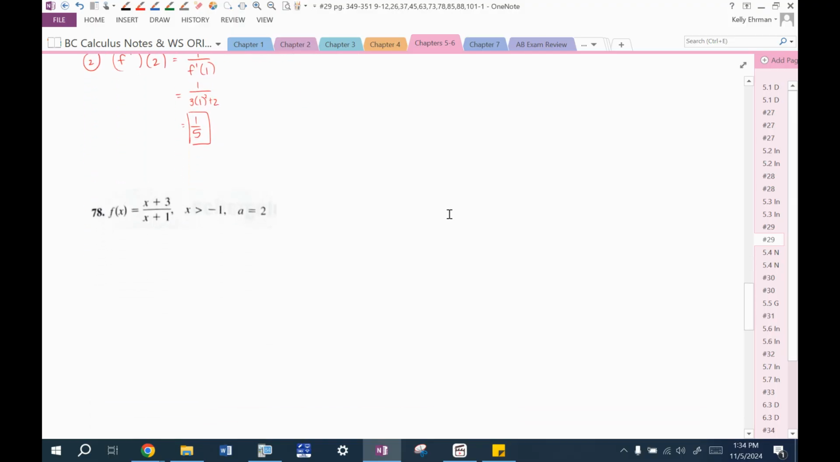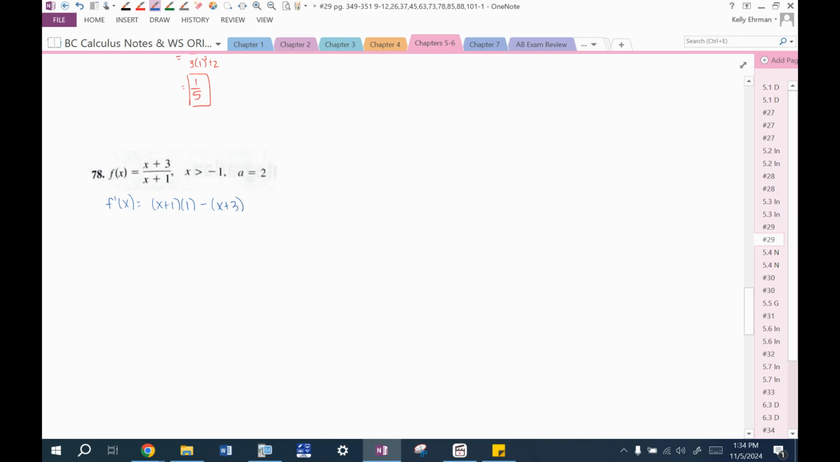Okay, let's try this again. So same idea. First, we want to prove that this is 1 to 1. So for x values greater than -1, we're checking this out. So let's find f prime, because I probably could sketch this, but I don't really want to sketch this. So let's find f prime. So low d high minus high d low over low low. This is just x plus 1. This is just minus x minus 3. So the x's cancel. You get negative 2 over (x plus 1) squared.